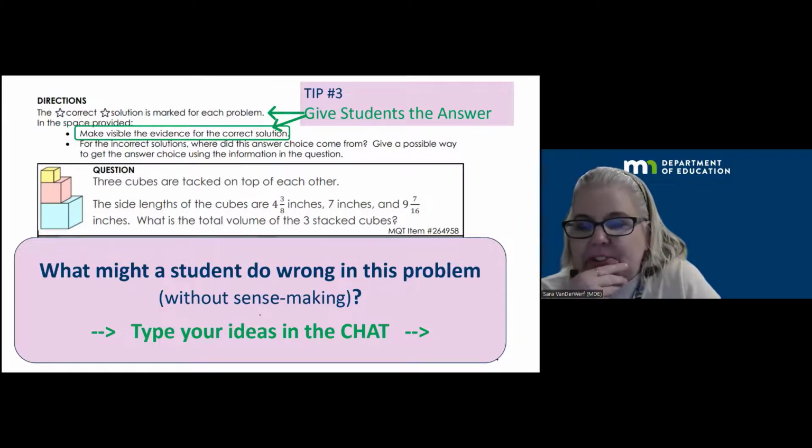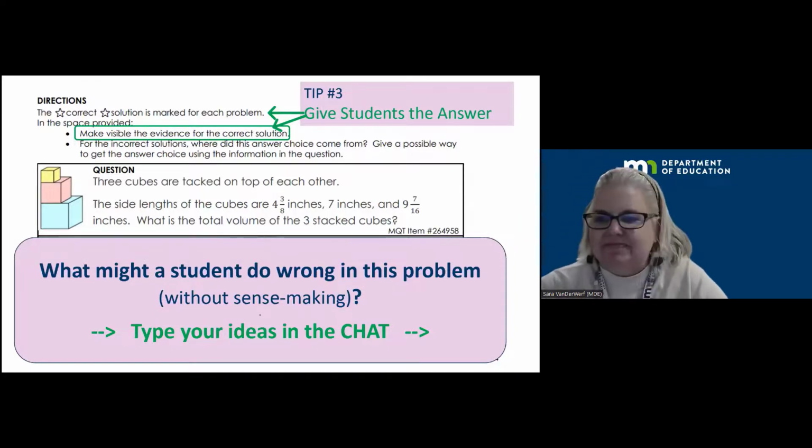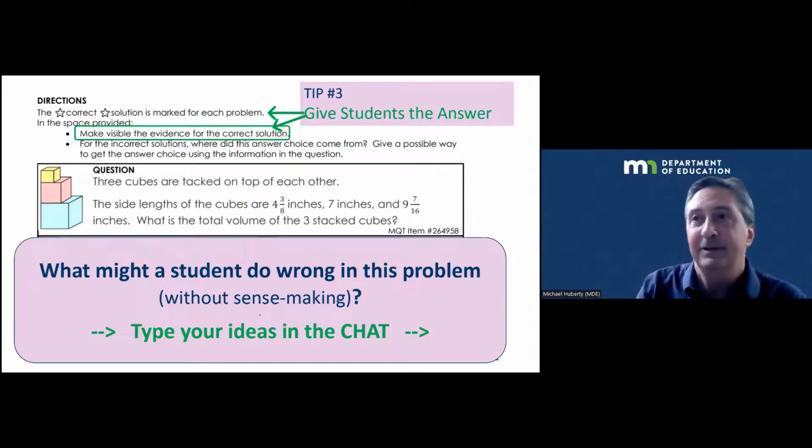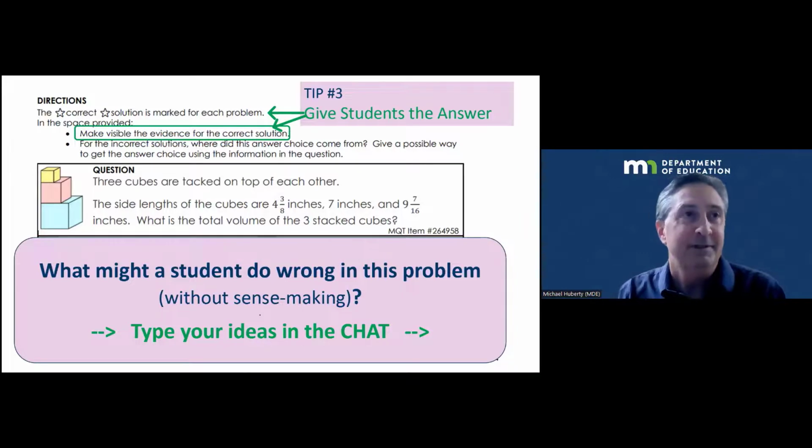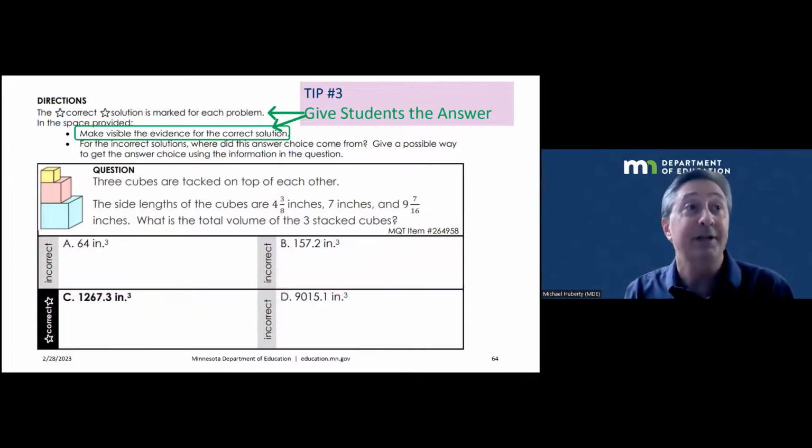Yeah, just multiply the 3 numbers. Love that. Area, surface area. Add the 3 numbers. Find the area. Thank you. All right, let's look at the.